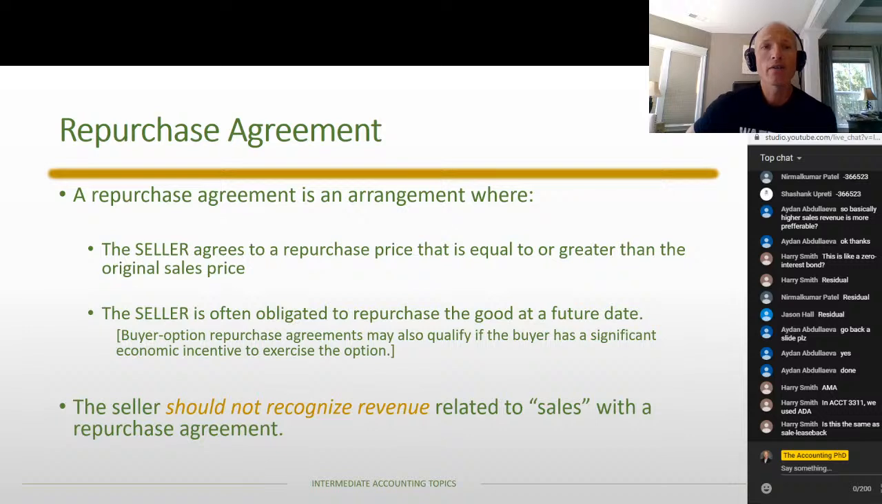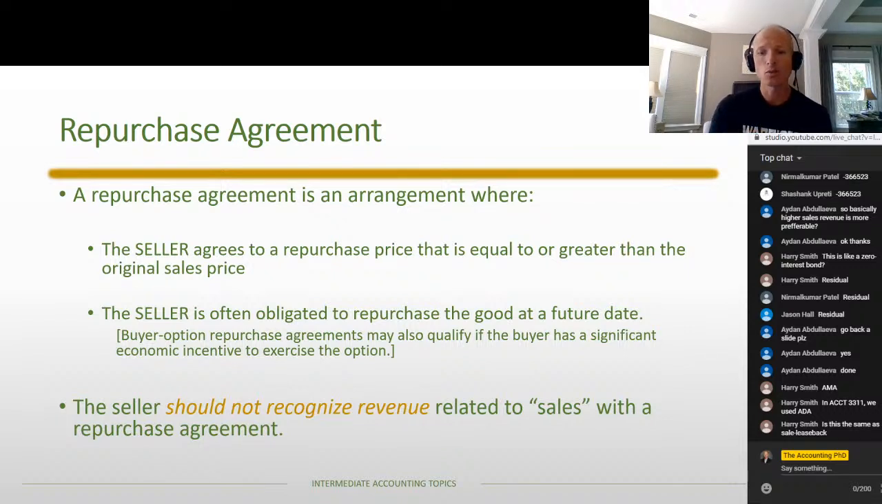Now, if you have a repurchase agreement, the seller should not recognize revenue related to sales with a repurchase agreement. In other words, they cannot recognize revenue with a repurchase agreement because you haven't really made the sale. It's just round tripping. This is something that actually used to happen a lot of times.